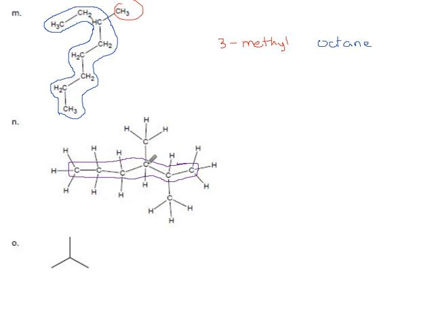So 1, 2, 3, 4, 5, 6 carbons makes this a hexane. What's attached to it? A methyl group and another methyl group. 2 methyl groups is dimethyl hexane. And what numbers are they on? This is carbon number 1. Number 2 has a methyl group. Number 3 also has a methyl group. So this is 2,3-dimethyl hexane. 2, 3 hyphen dimethyl hexane.